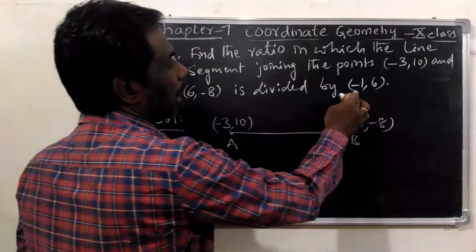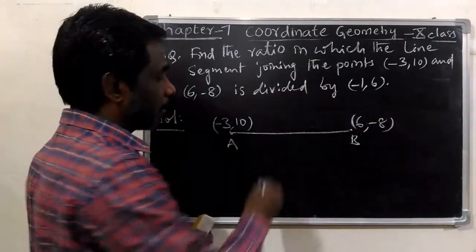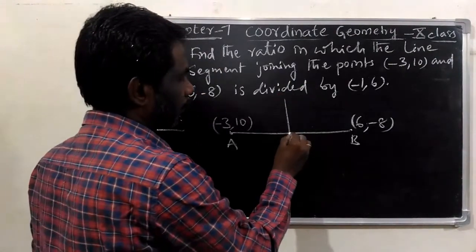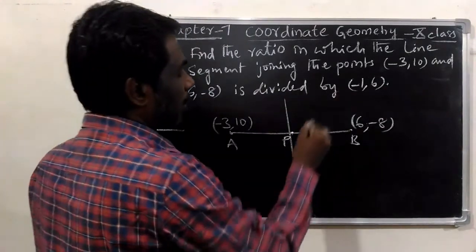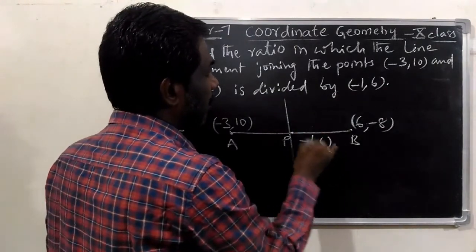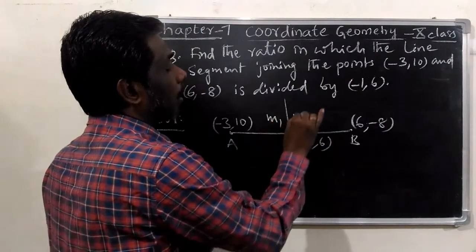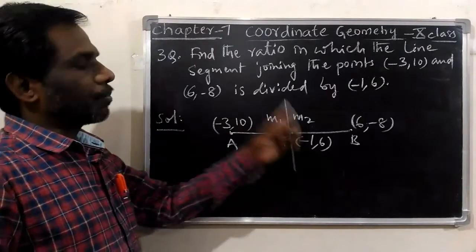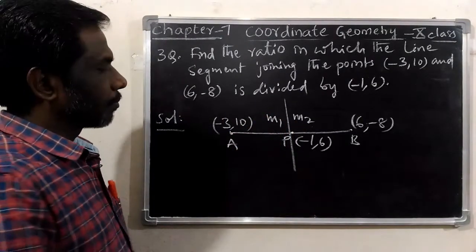And this (-1, 6) is what? It is a dividing point. So this line segment is divided at P. The dividing point is P, that is (-1, 6). And the ratio is m1 : m2. I am assuming that the ratio is m1 : m2. This one only we have to find out in this question.